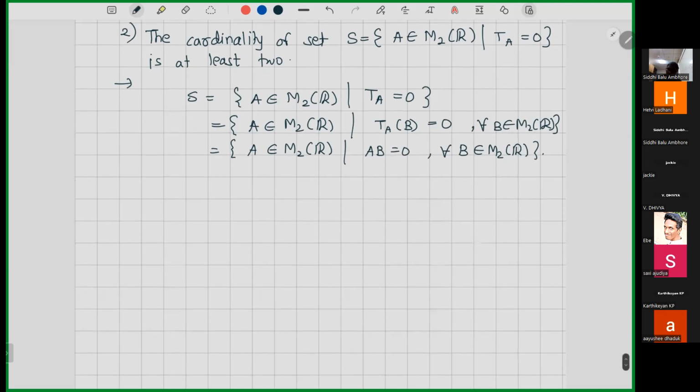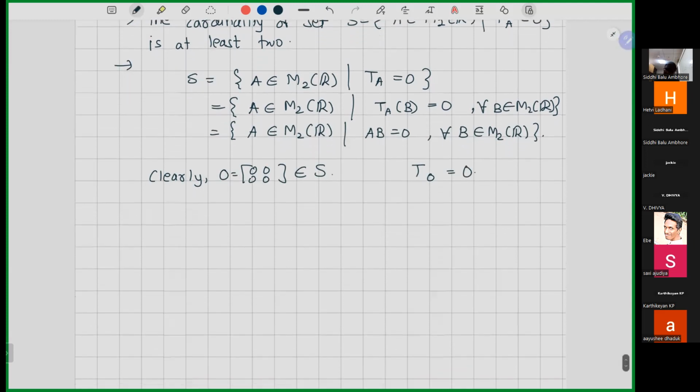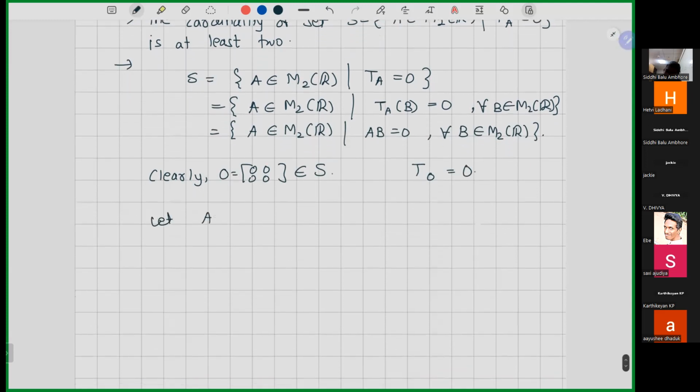So first of all, we know that clearly the zero matrix, this 0, 0, 0, 0, belongs to S. That is not a doubt. Zero matrix multiplied by any matrix will give me 0. So corresponding to the zero matrix, T0 is a 0. That's not a problem.